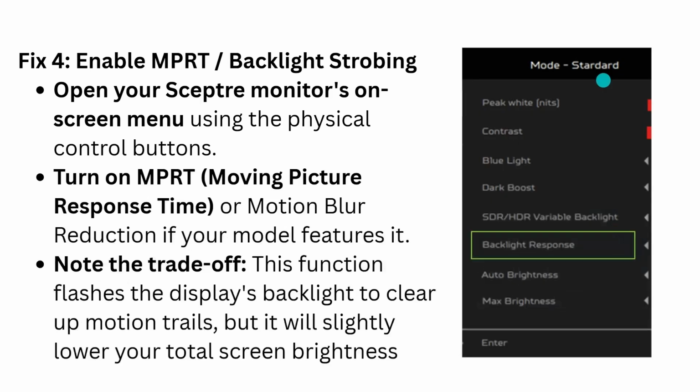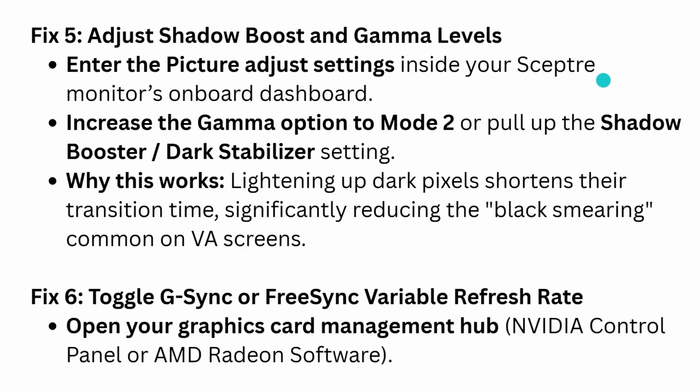Fix 4. Enable MPRT or backlight strobing. Open your Sceptre monitor's on-screen menu using the physical control buttons. Turn on your MPRT, that's your moving picture response time, or motion blur reduction if your model features it. Note the trade-off. This function flashes the display's backlight to clear up motion trails, but it will slightly lower your total screen brightness.